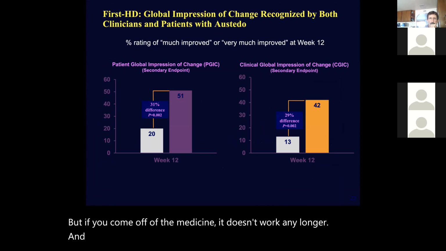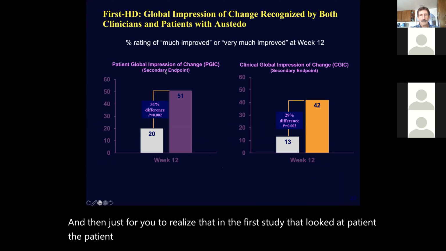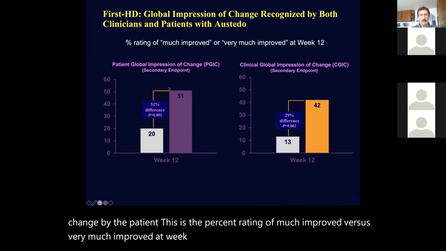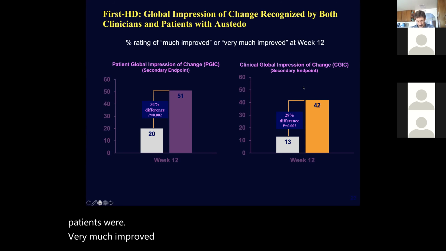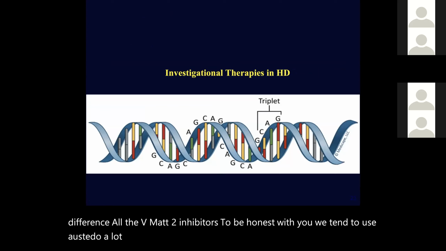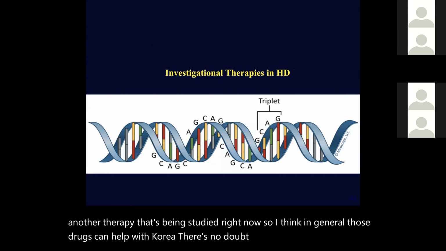And then just for you to realize that in the first study that looked at Austedo, the patients actually felt significantly improved. This is the global impression of change by the patient, the percent rating of much improved versus very much improved at week 12. And the patients felt that they were very much improved. And the clinicians actually also agreed that patients were very much improved. So I think clearly drugs like Austedo can make a difference, like all the VMAT2 inhibitors, to be honest with you. We tend to use Austedo a lot, but we also use tetrabenazine. And as I mentioned, there is another therapy that's being studied right now. So I think in general, those drugs can help with chorea. There's no doubt. What we need, though, are disease-modifying therapies.